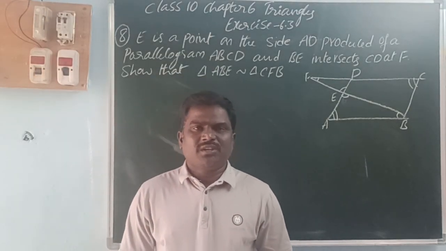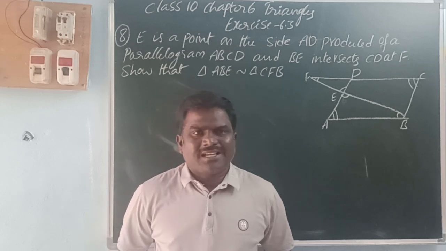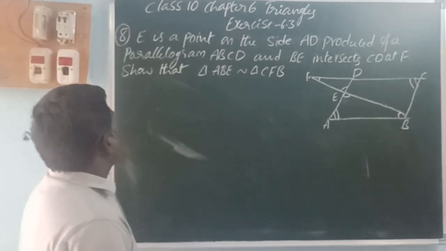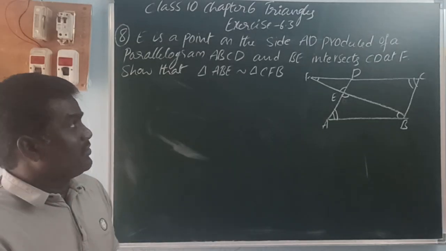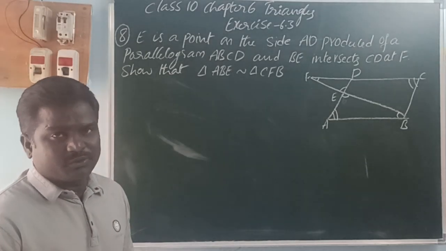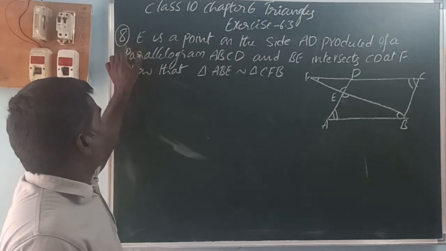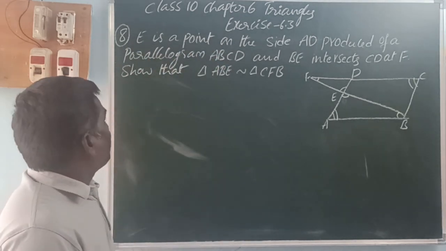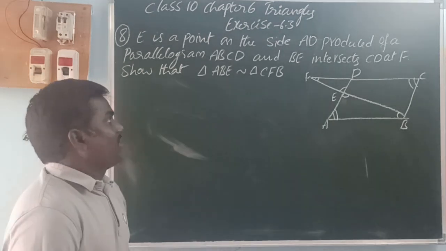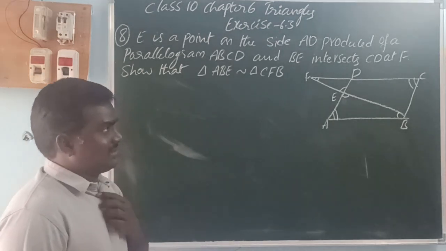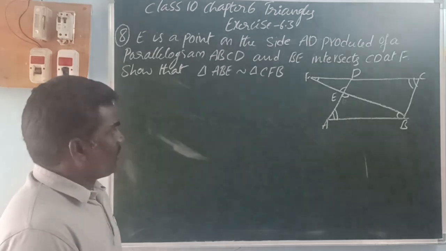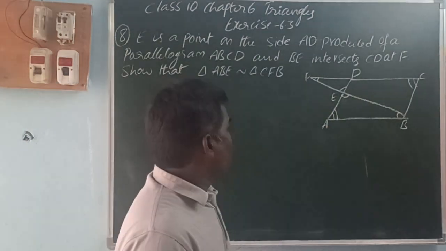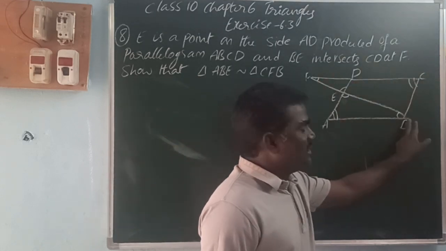This is Balakrishna. In this video, I am going to explain class 10, chapter 6, triangles, exercise 6.3, question number 8. It is AP new syllabus, CBSE syllabus 2024-25. Here the question 8 is: E is a point on the side AD produced of a parallelogram ABCD and BE intersects CD at F. Show that triangle ABE is similar to triangle CFB.